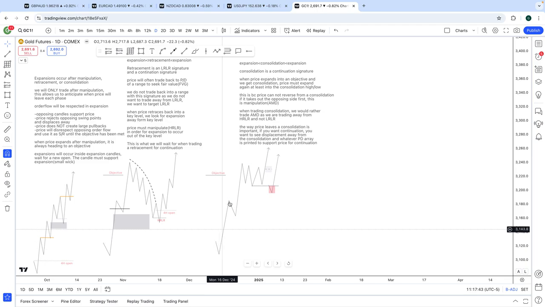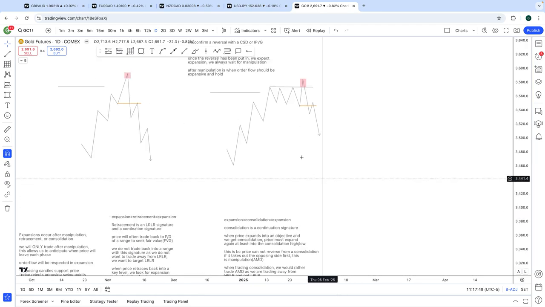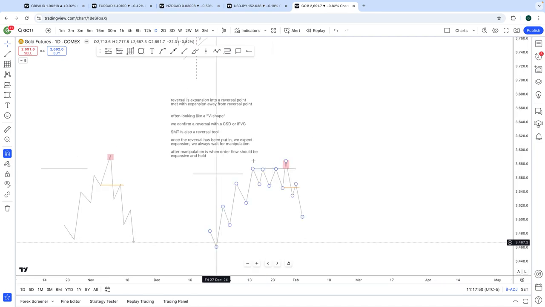Because if we expand, consolidate, and then manipulate, we know price has to expand. If price expands, consolidates, and expands here, we don't actually know if it's a reversal yet until we see this signature, right? So we have to wait for that confirmation, obviously. So yeah, it's gonna look like this, right?